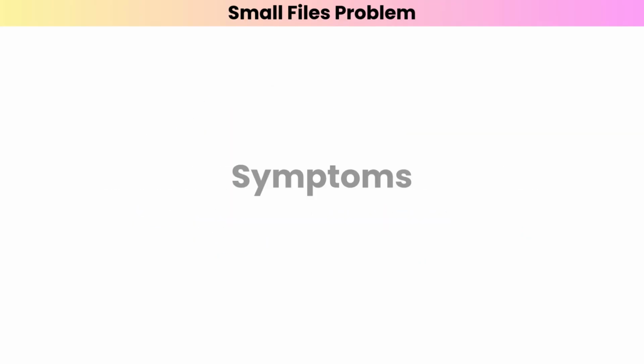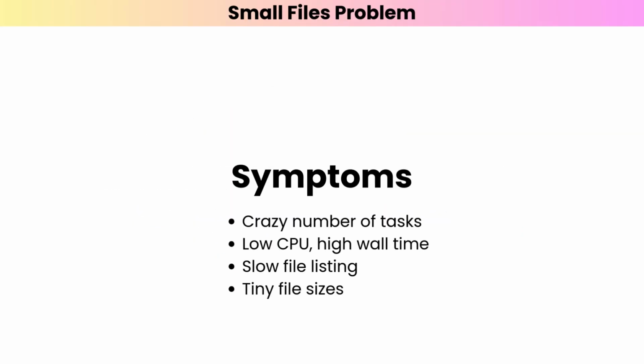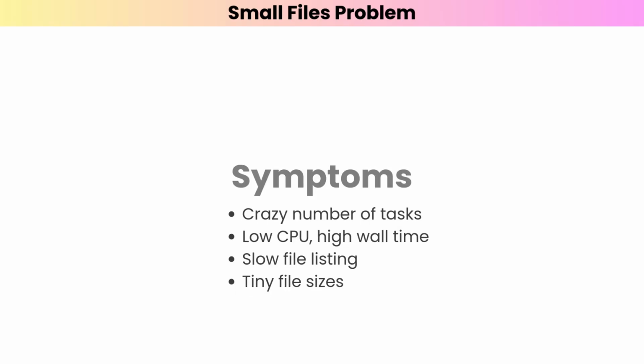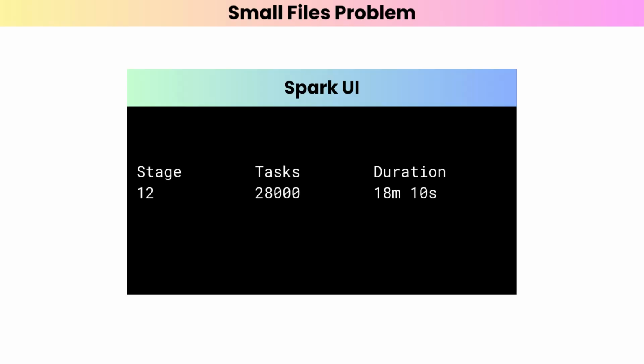Here is how you spot the small files problem in 60 seconds. Spark UI shows a crazy number of tasks for a simple read. Jobs spend time in scheduling, not processing. Stages have low CPU usage but long wall time. Listing the path itself feels slow. File sizes are mostly in KBs or a few MBs.